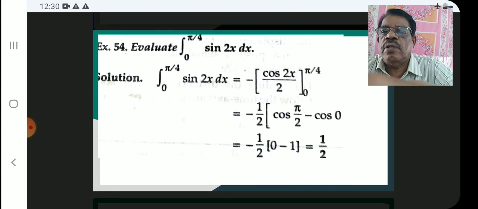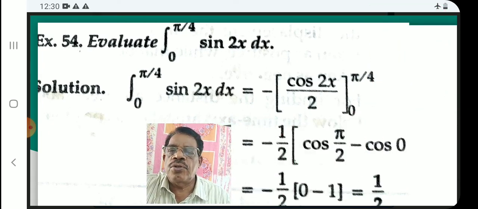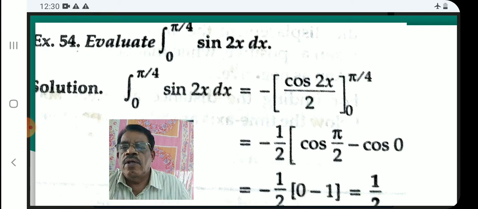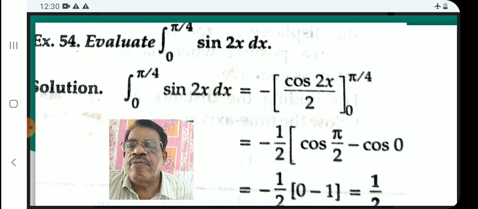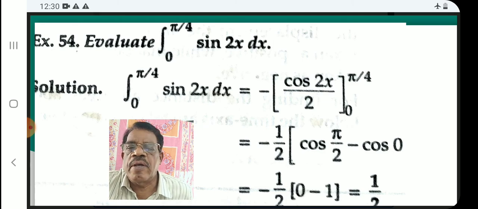Next question, evaluate integral 0 to pi by 4 sin 2x dx. Solution, integral 0 to pi by 4 sin 2x dx. The integral of sin 2x is minus cos 2x by 2, from 0 to pi by 4. 1 by 2 is taken out with the minus sign.